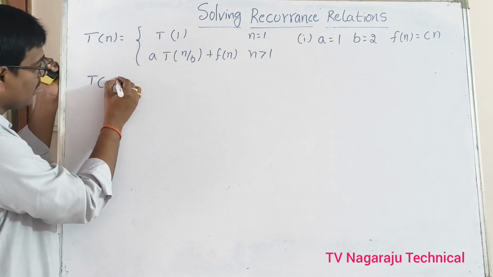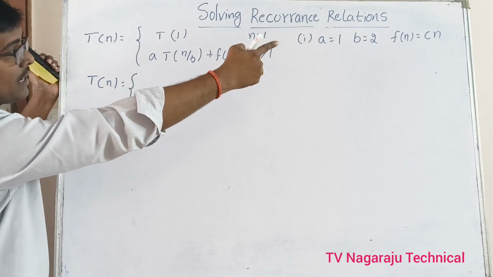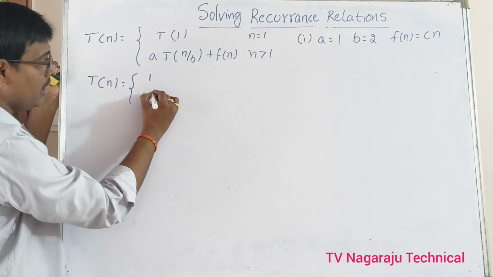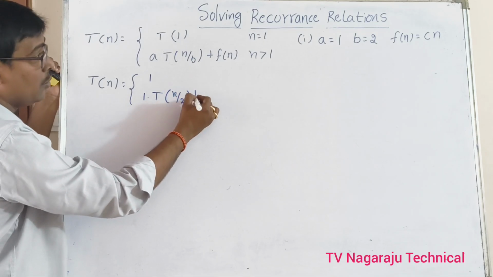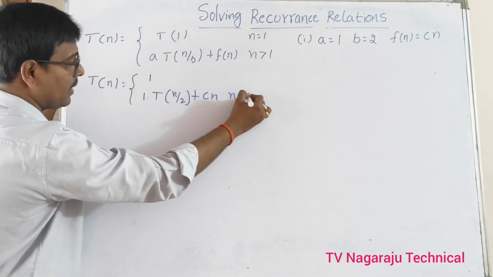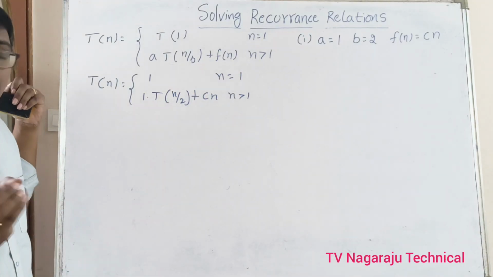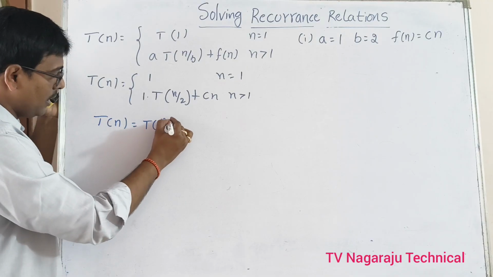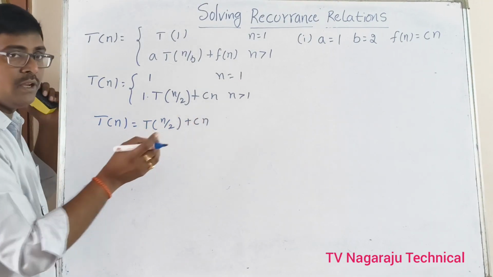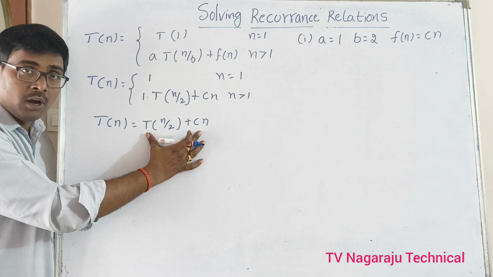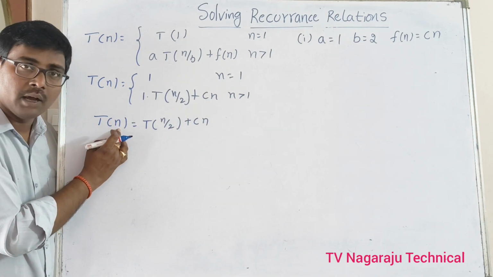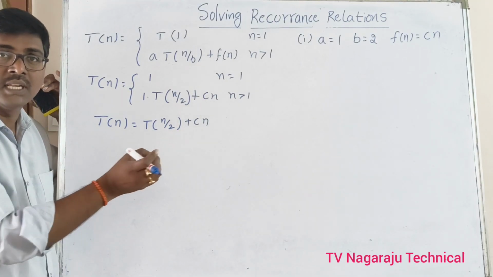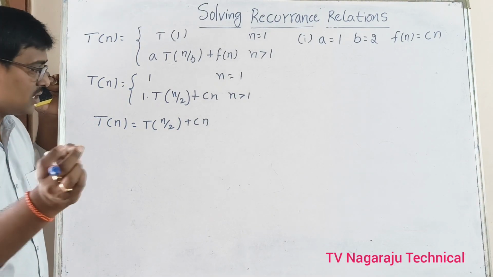So T(n) is equal to 1 when n is equal to 1, and 1·T(n/2) + Cn when n is greater than 1. Now you need to solve this equation: T(n) = T(n/2) + Cn. You know the procedure. This is the time complexity for solving n number of elements. We need to recursively substitute the values until the base condition is reached.